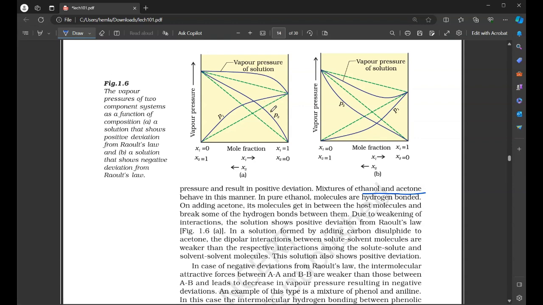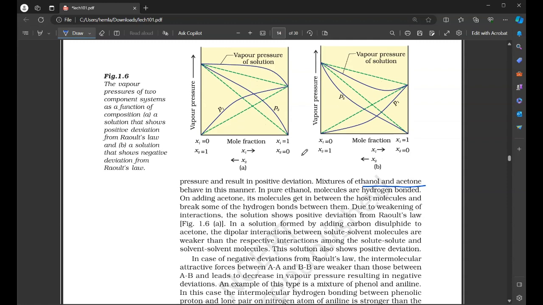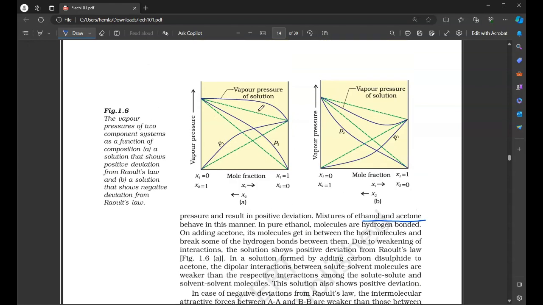And the graphs are given over here. The vapor pressure for positive deviation is this one, as you can see, mole fraction versus vapor pressure, and here there is a higher vapor pressure.